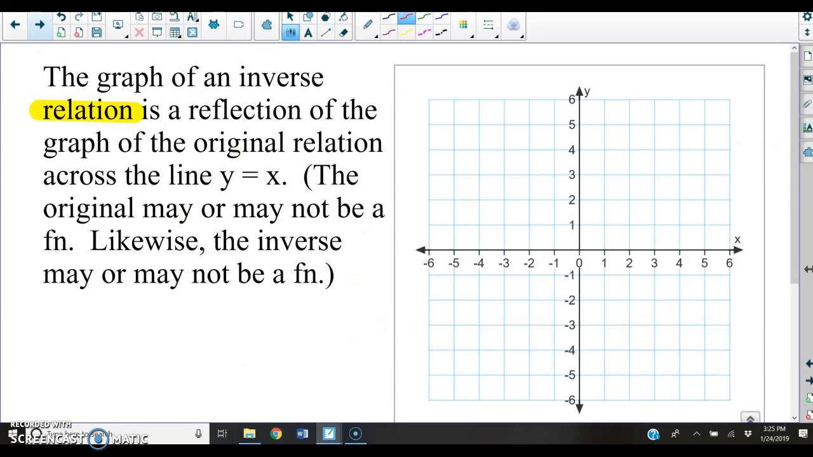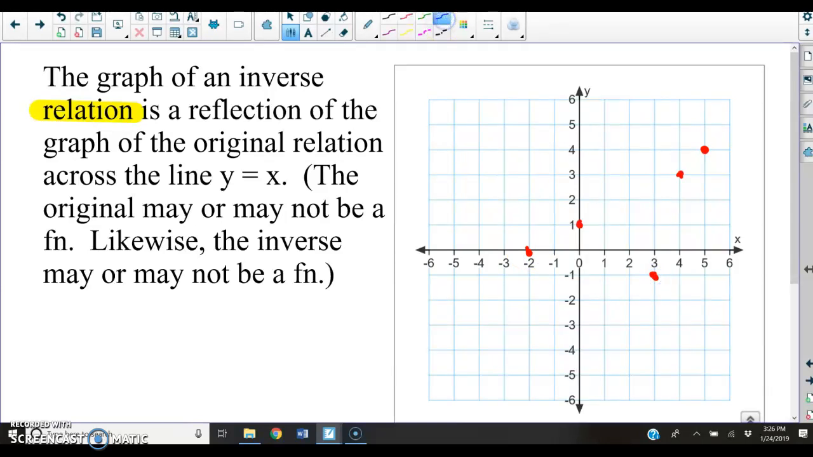It undoes what it does. The graph of an inverse relation is a reflection of the graph of the original relation across the line y equals x. Okay, so I have written down what we had. The original was (0, 1), (4, 3), (5, 4), (-2, 0), and (3, -1).